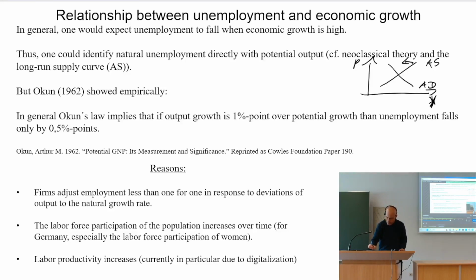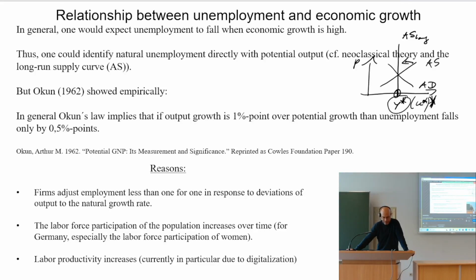And then we said the long-term AS curve would be just a vertical line. And this is only dependent on our situation of our infrastructure, of the situation of our human capital, so the educational system, and so on. And this we could then more or less identify with potential output. And this again is dependent directly on natural unemployment.